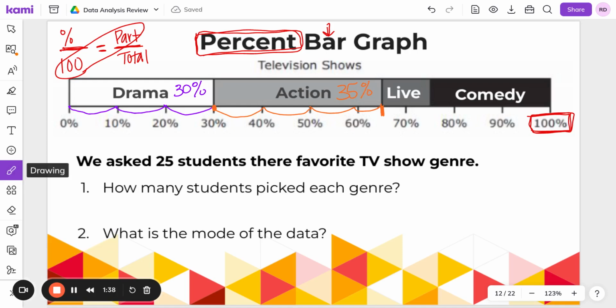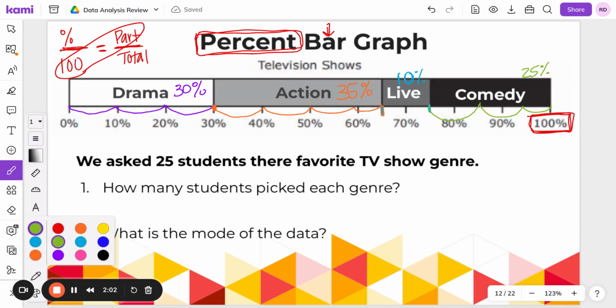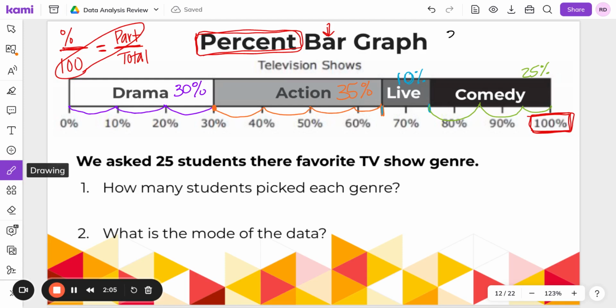Then we have the live section, and that's going from 65 to 75. So that's another 10%. And then comedies are last. So there's 10, 20, 5%. And again, if you remember that all percents have to come out of 100, an easy way to check that we mapped this out correctly is just to add up those numbers. So 30 plus 35 plus 10 plus 25. So 65 plus 35 is indeed that total 100%.